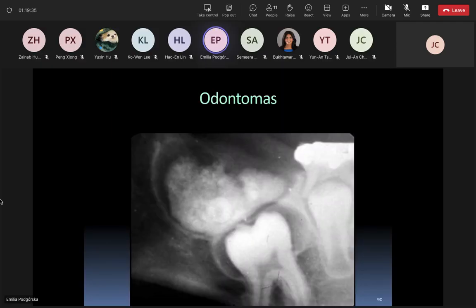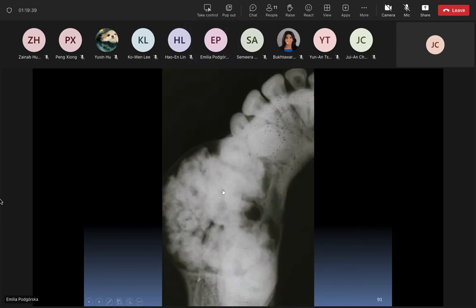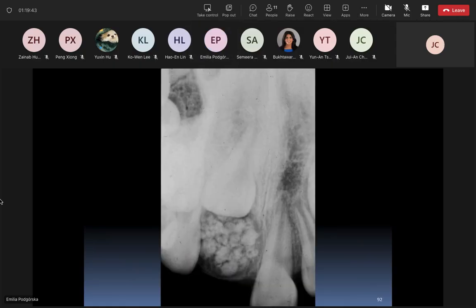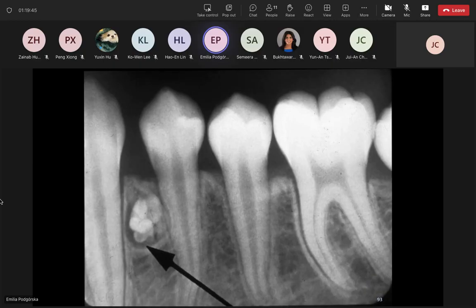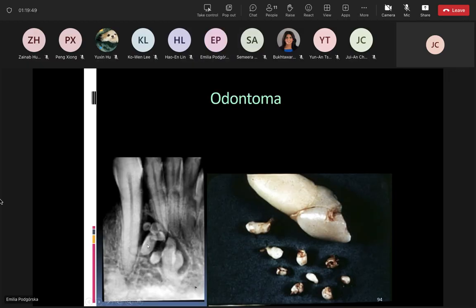Odontomas: you have complex odontomas, mixed. So there, and here compound odontoma. And this compound odontoma, something like this today.